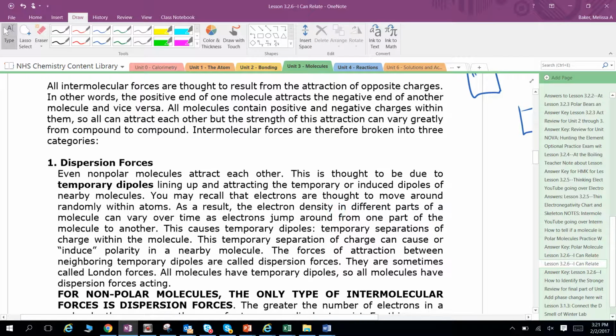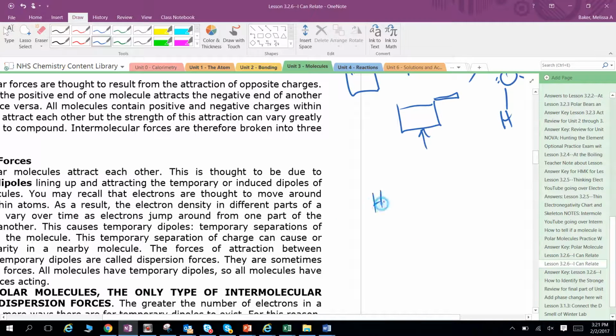So let's start with the weakest. Dispersion forces are present in every single kind of molecule. So even nonpolar molecules slightly attract each other. That's because of the random movement of electrons. Some electrons in a molecule may accumulate a little bit more to one side temporarily, which in an adjacent molecule would repel the electrons away. So you'd have a slight partial negative and a slight partial positive, and that is called the dispersion force.